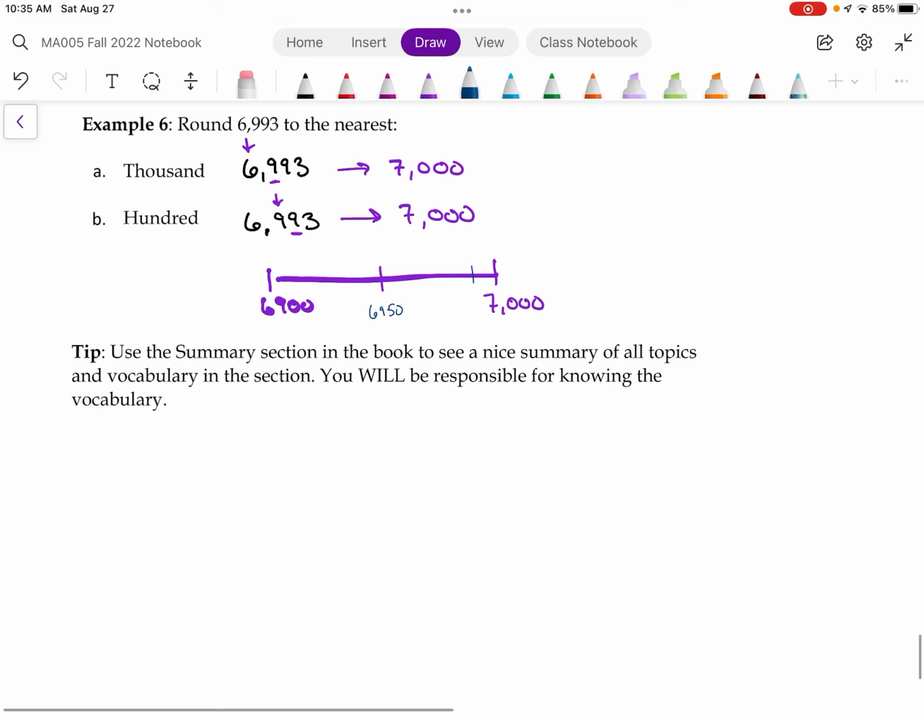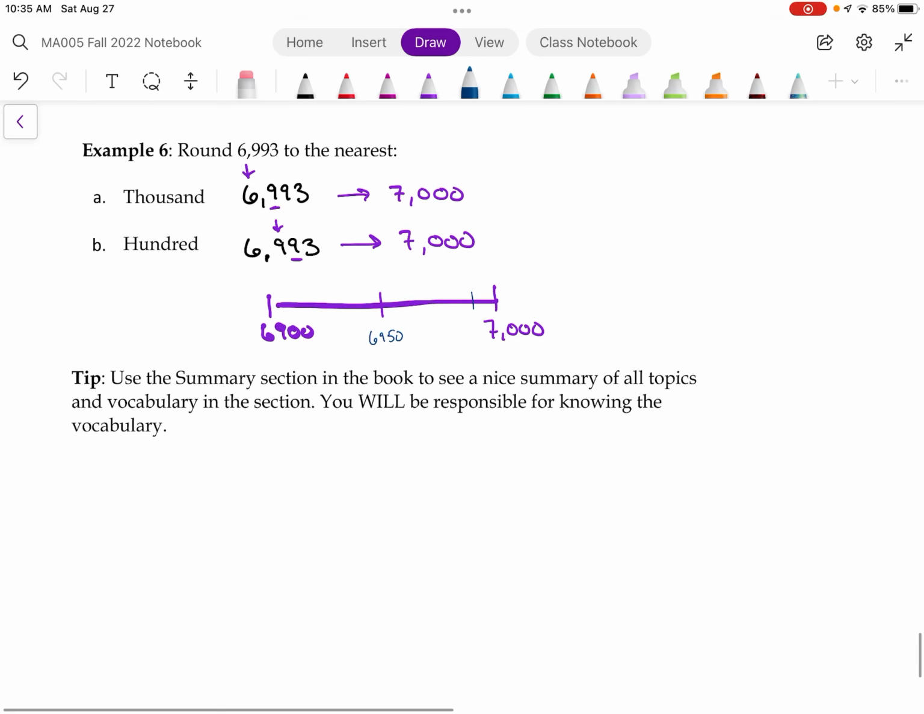All right, so a little tip, use the summary section in the book if you're in my class to see a nice summary of all the topics and the vocabulary for every single section of every single module in the textbook. And you will be responsible for knowing the vocabulary, whether I go over it in depth or not, because it's in the textbook.